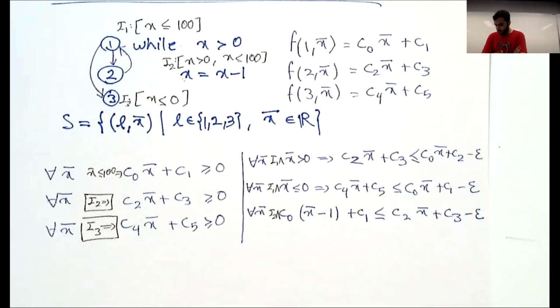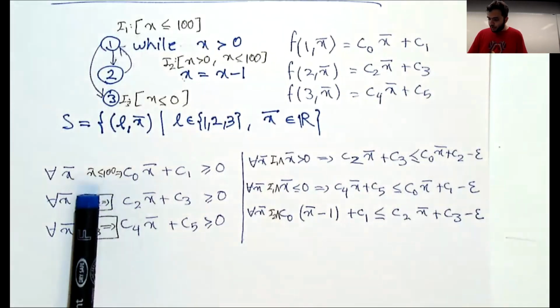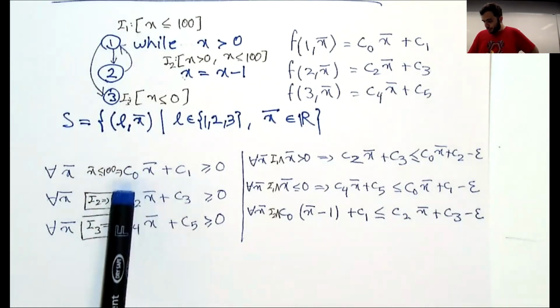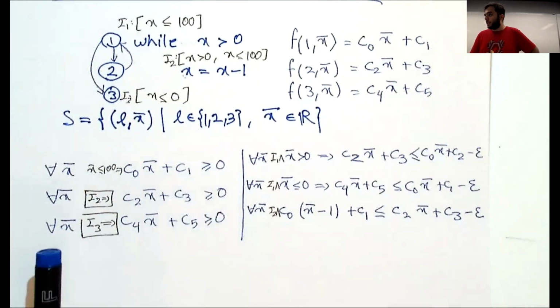So any ideas? We still kind of have the problem that we had before, right? So here we're saying that whenever x is at most 100, we should have C0 x4 plus C1 greater than or equal to 0, right?